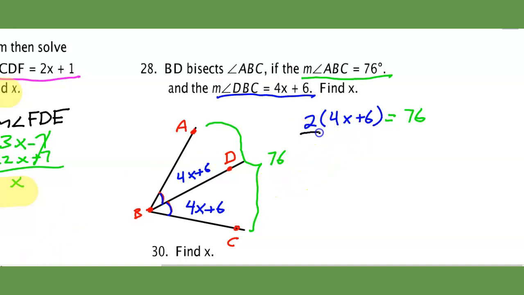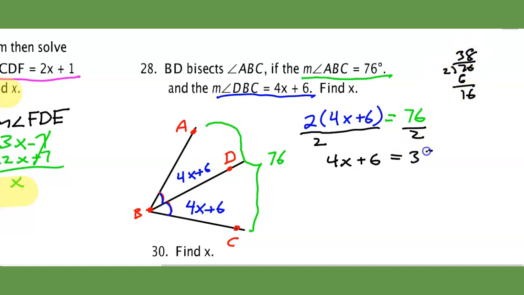So let's divide both sides by 2. So 4x plus 6 will be equal to, let's see here off the side, 76 divided by 2, which is going to go in there 3 times, and we'll get 38, okay?